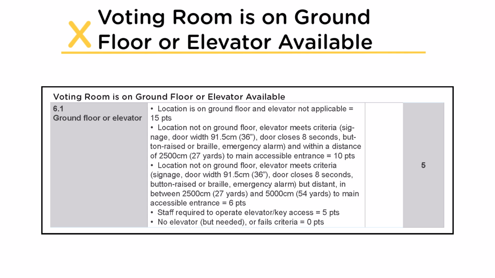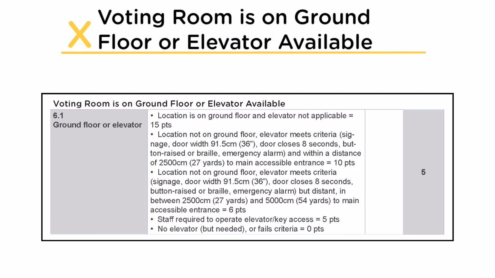Next, score the voting location on whether the voting room is located on the ground floor, or if an elector can use an accessible elevator to reach the voting room. Elevator requirements include proximity to the entrance, signage, door opening width that meets the accessibility minimum, door closing delay of at least 8 seconds, and buttons that meet accessibility requirements.